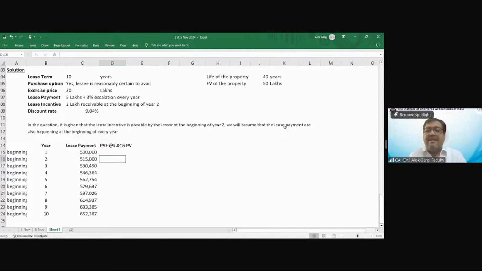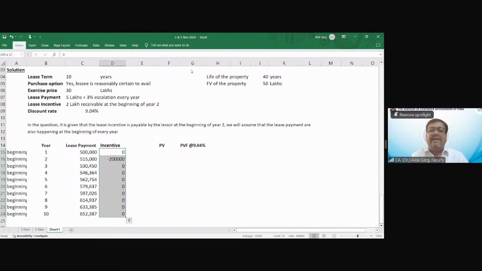So what is my lease payment? Incentive. Whether the incentive is receivable at the end of the first year? No. What is the incentive at the end of the second year? 2 lakh. 2 लाख का इंसेंटिव है ना. इसके बाद कोई इंसेंटिव है? There is no incentive, right?